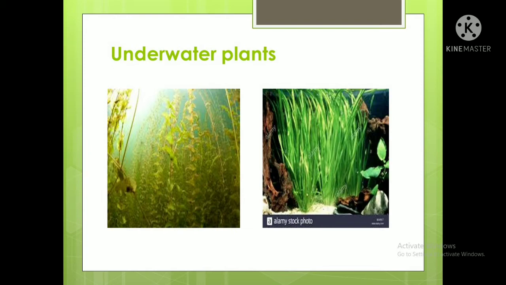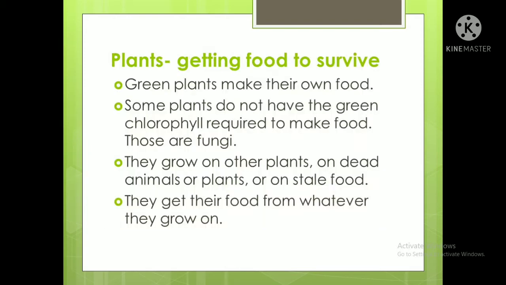Okay, see, our nature is so beautiful, isn't it? In plains also different types of plants, in water also different types of plants. Now the main thing, how the plants will survive. Okay, let's see now how the plants will get food to survive. So green plants make their own food. We all know this, isn't it? If they will not make their own food, we will not get the food from them, isn't it?